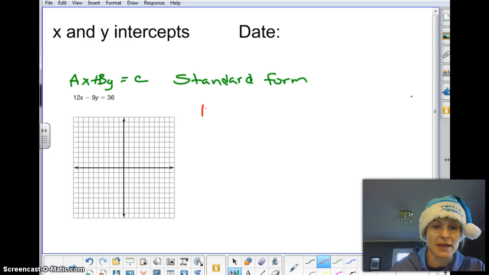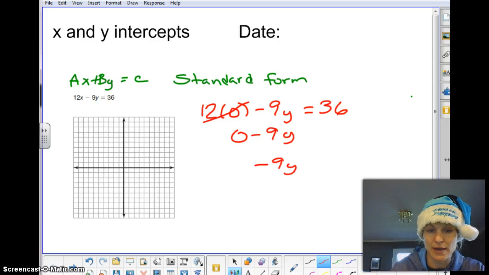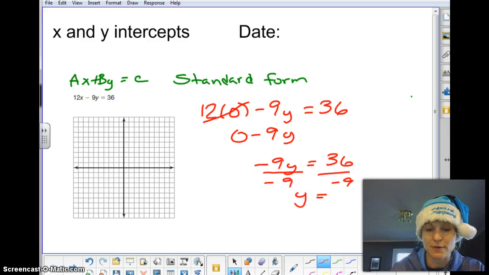So if I replace x with 0, I can find the value of y. So 0, this just becomes 12 times 0, or 0. 0 minus 9y is just minus 9y, which equals 36. And then we divide by negative 9. And I know my y value is negative 4. Therefore, the y-intercept is 0, negative 4.